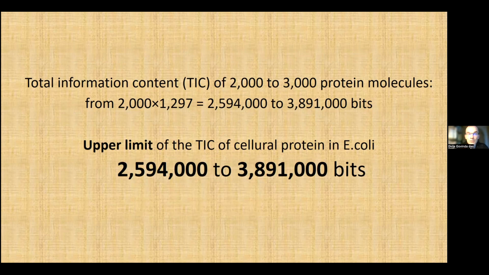This is quite a big information content for only one small cell. So it may be used in, I don't know, some future biocomputers or something like this. Each Escherichia coli can represent such an amount of information, from 2.6 to 3.9 million bits.